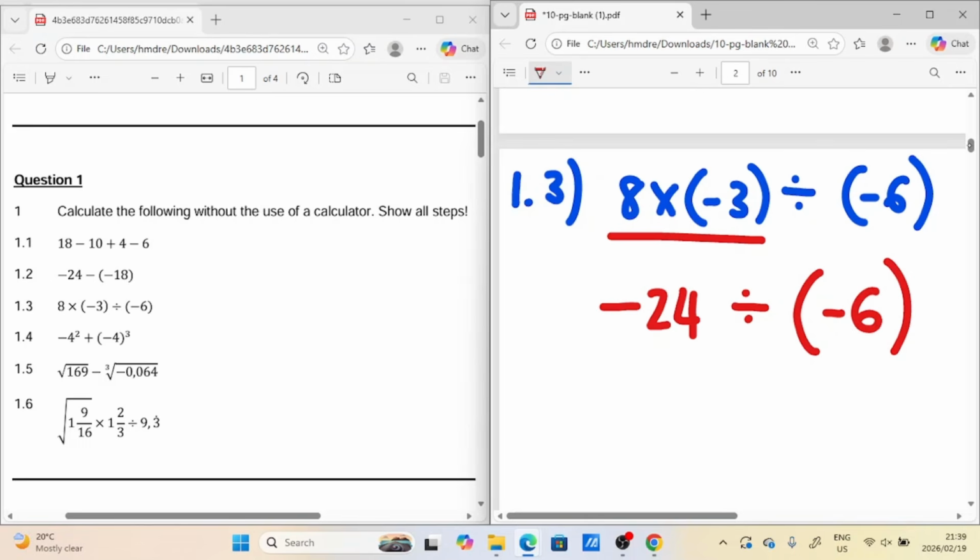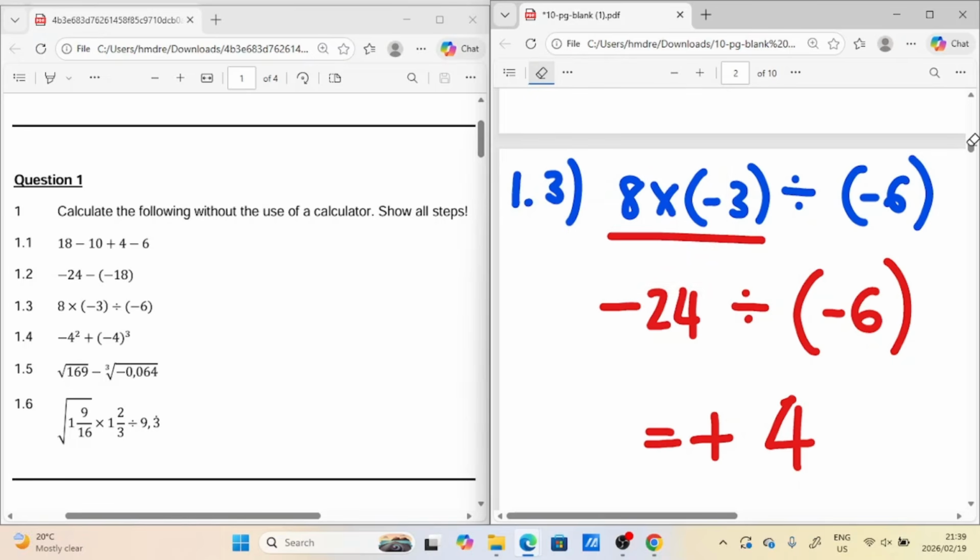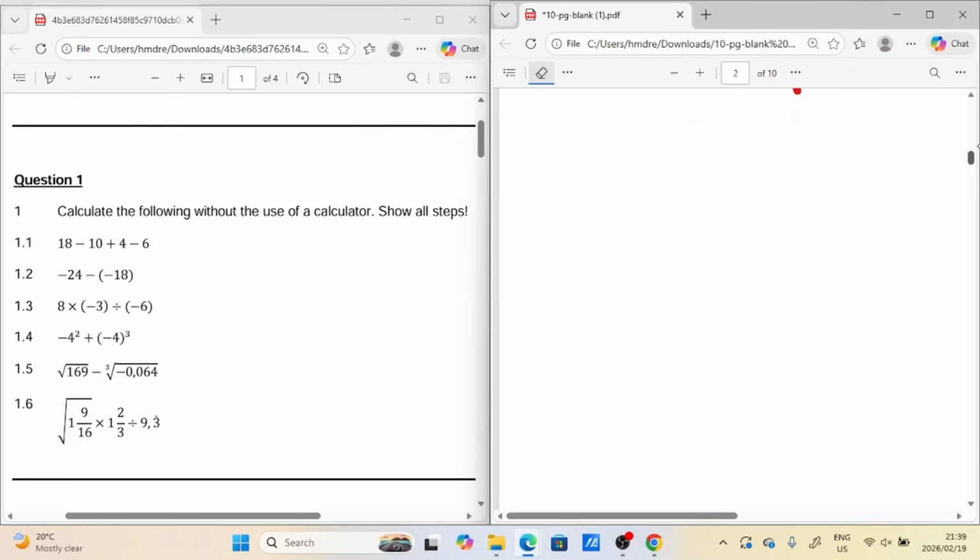And then a negative and a negative. So negative 24 divided by negative 6 is going to give us a positive. And 24 divided by 6 is 6, 12, 18, 24. So that's 4. As you know, with these signs, it's not wrong to include the positive, but we don't need to include that positive there. Let's go on to 1.4.